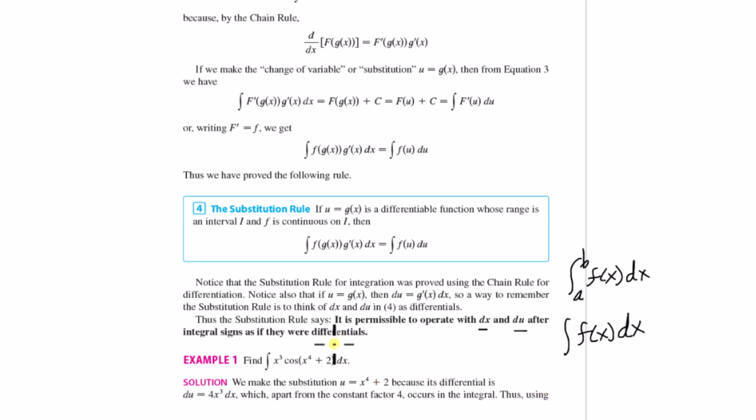okay? And it's saying that what we learn from the substitution rule is that it is permissible to operate with dx and du after integral signs. So to me, they're referring to these as infinitesimally small, like the actual integral sign dx or du or whatever, d whatever. We can operate with them as if they were differentials. So even though we know that dx and du are infinitesimally small, we can operate with them. We can treat them like they are differentials. So we can treat them as numbers. Okay, so this is really interesting.